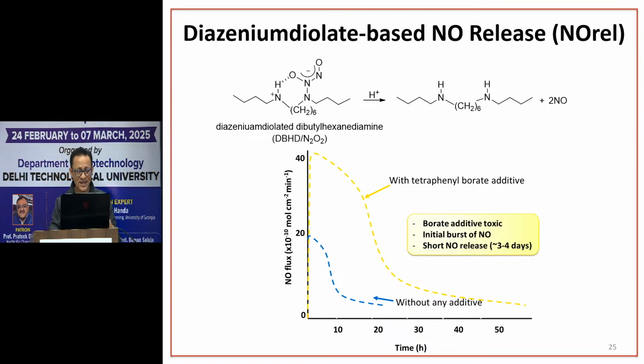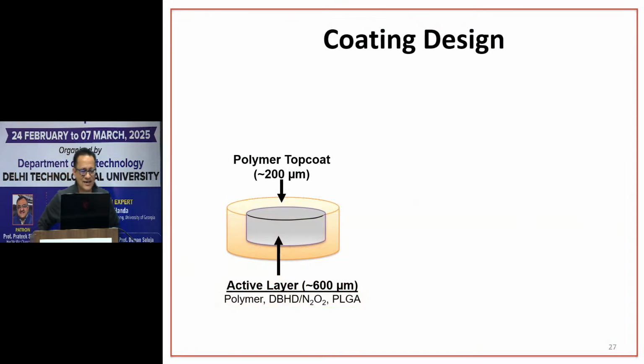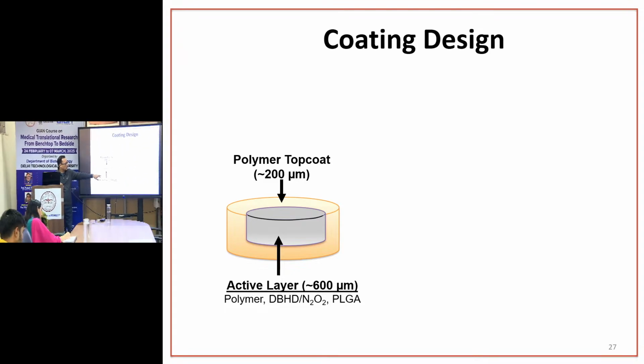Okay. And see, I'm showing you like 2 years of work, but thinking is one thing, making it happen is another thing, and then finding the right PLGA is another thing. So there is a lot of optimization. So what we did is we designed our coating, and let's say we use polyurethane. We tried a lot of different polymers, PVC, silicone rubber, polyurethane, but let's say polyurethane. So we made a polyurethane film. We added polyurethane, diazeniumdiolate, and PLGA in it. But then we put a top coat of only polyurethane.